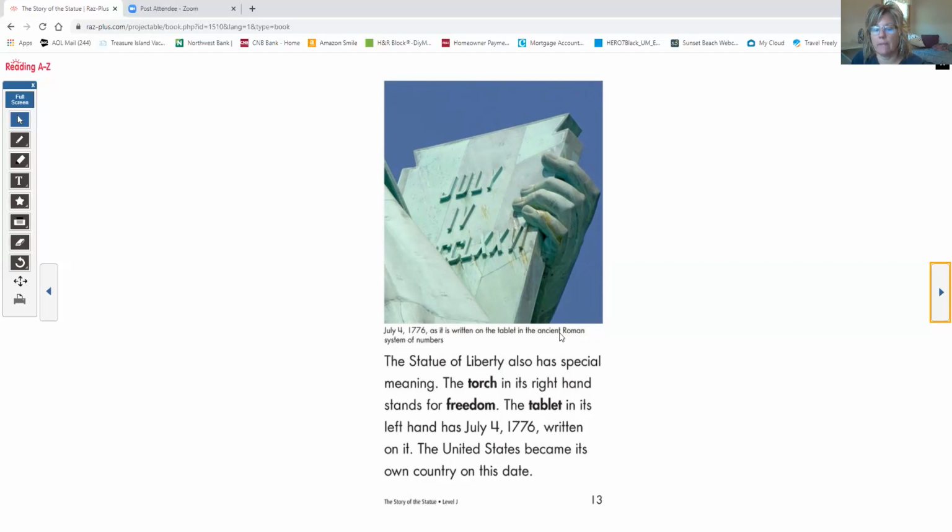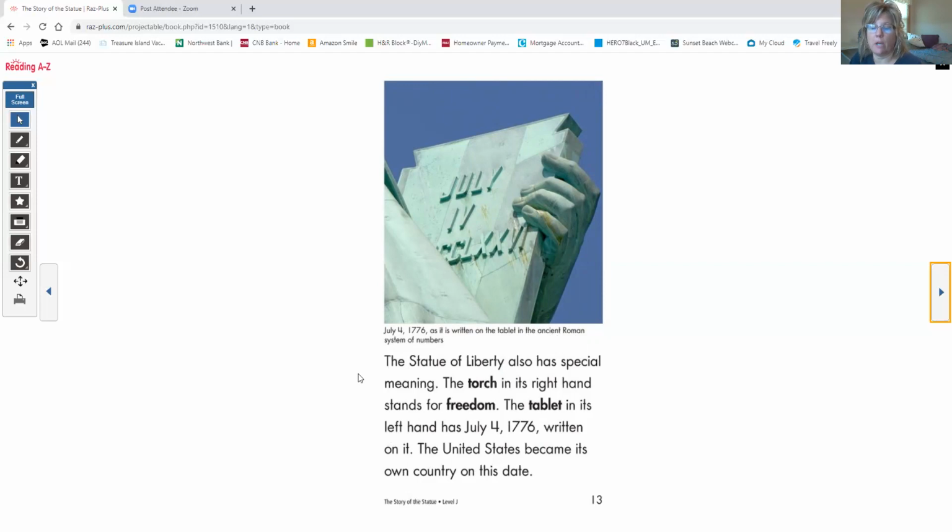So if I wasn't sure what the ancient Roman system of numbers was, I can't find it in the glossary. Is it explained in our words here? If not, I can always ask an adult, ask an expert what that means, but it's a whole nother numbering system.